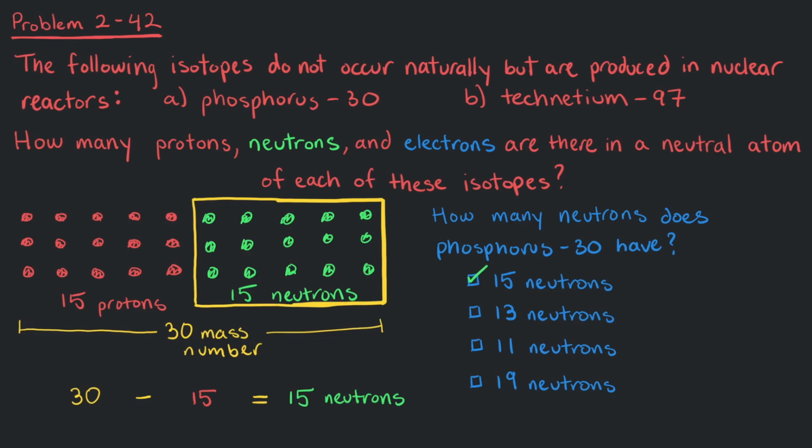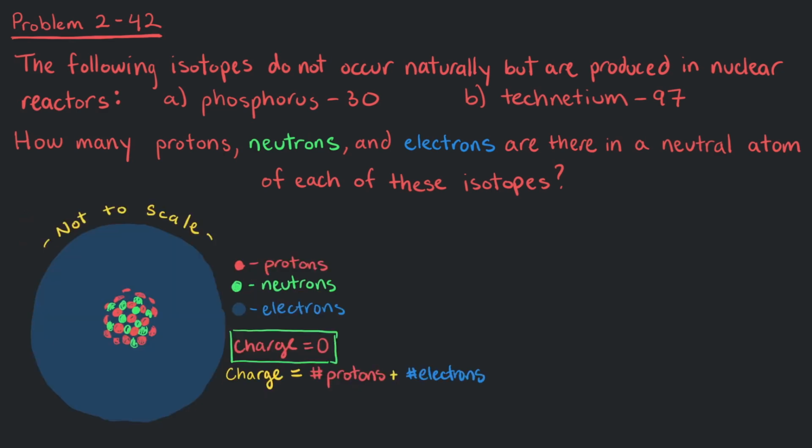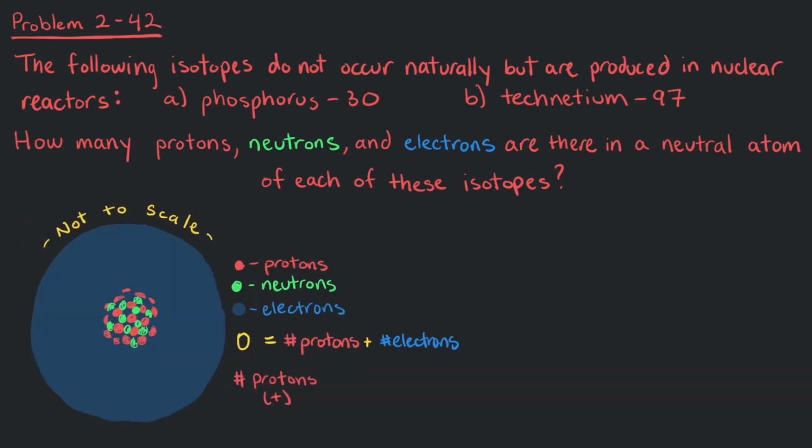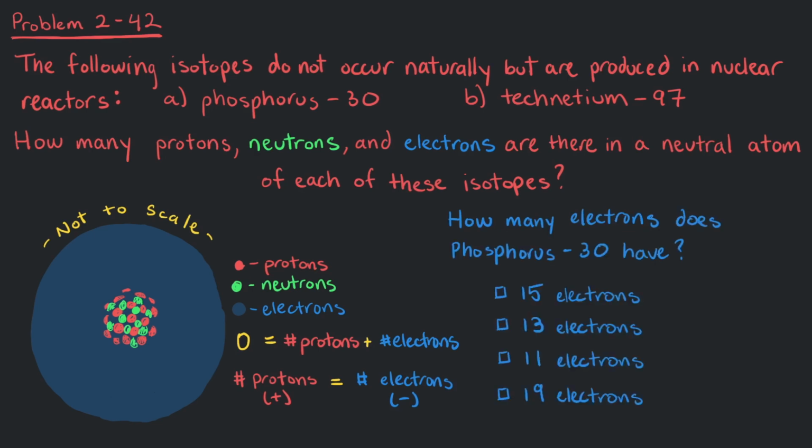Now, why is it important that the atom is neutral? In a neutral atom, the number of positive charges must equal the number of negative charges to balance out. So how many electrons does phosphorus-30 have? Correct. Phosphorus-30 has 15 electrons, the same number as the number of protons.